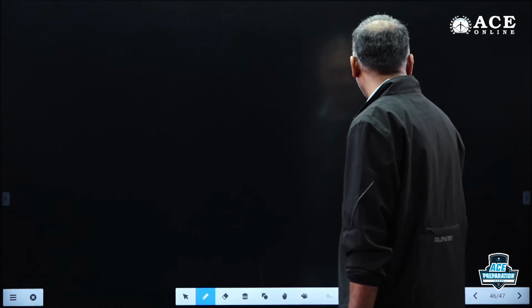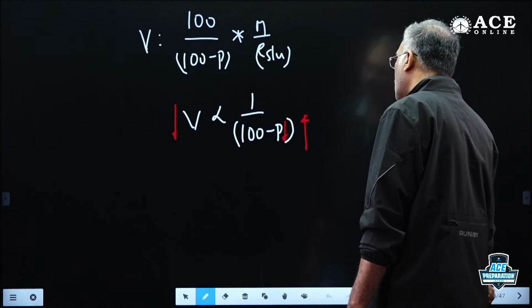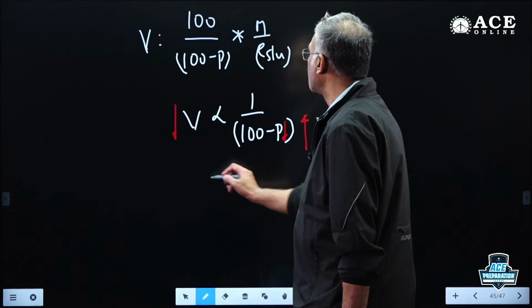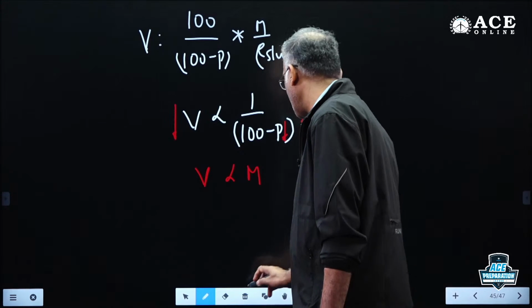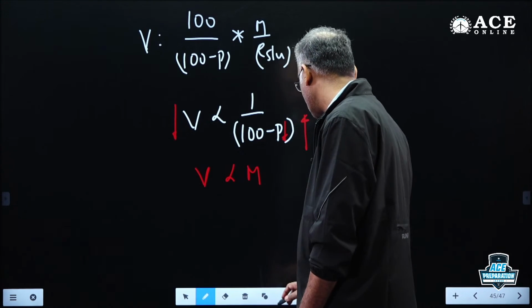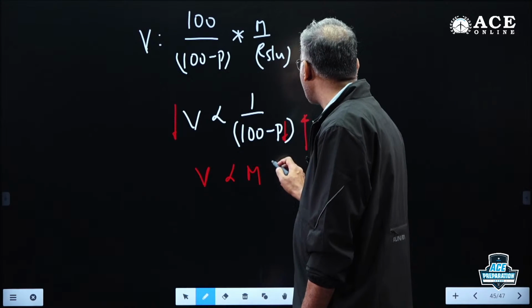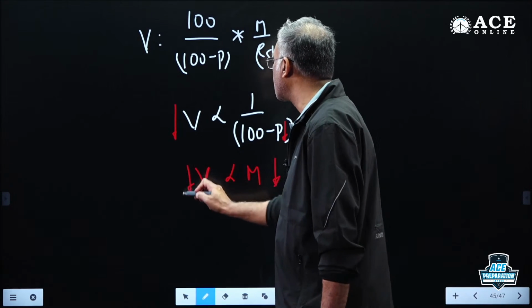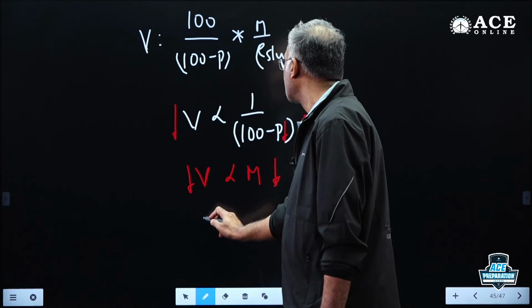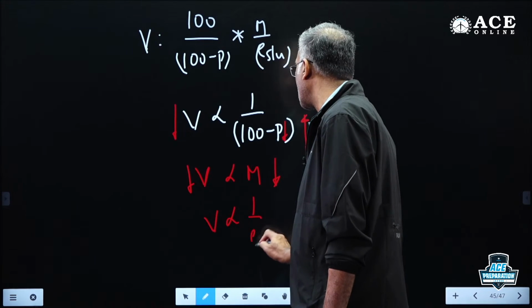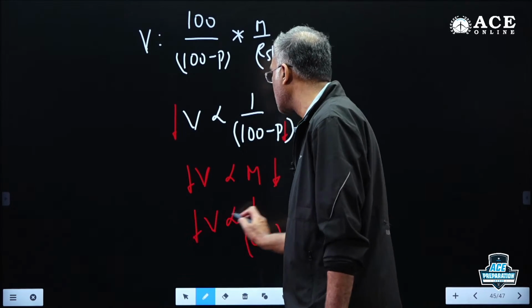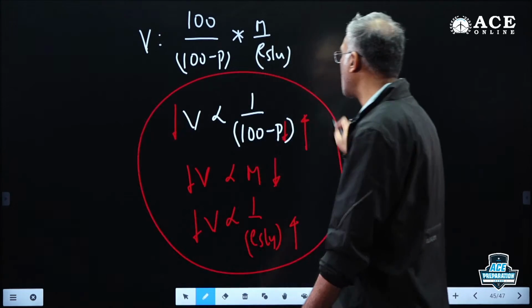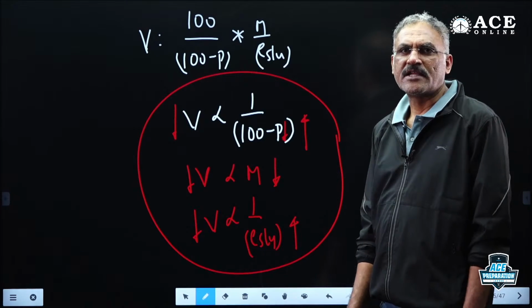Similarly, this volume is also directly proportional to M. When the M value decreases, volume also decreases. Similarly, V is inversely proportional to rho sludge. As moisture content decreases, rho sludge increases, volume decreases. So every parameter in this equation contributes to volume change.